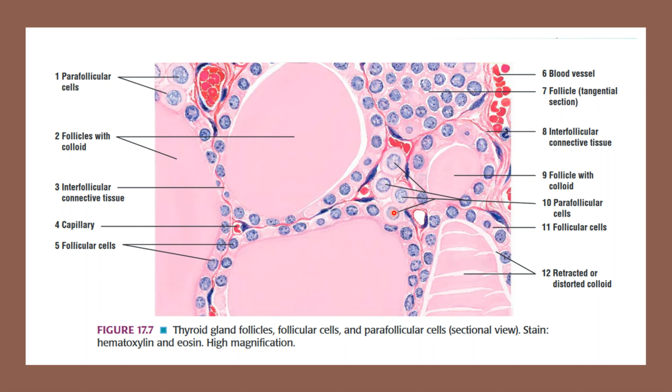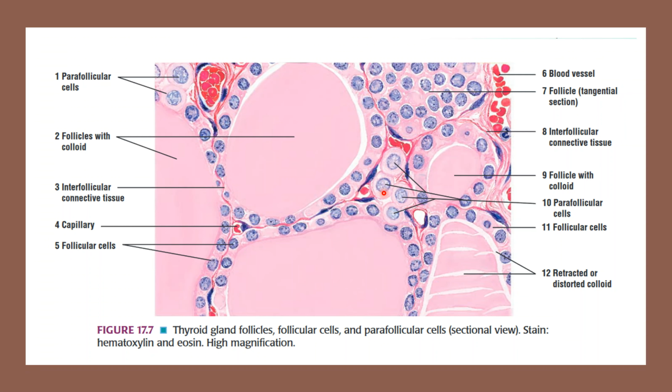The other names given for these parafollicular cells are C cells or clear cells. The main function of these parafollicular cells is that they secrete calcitonin. The function of calcitonin you already know, it reduces the blood calcium level. So these are the points you should know regarding the thyroid gland.